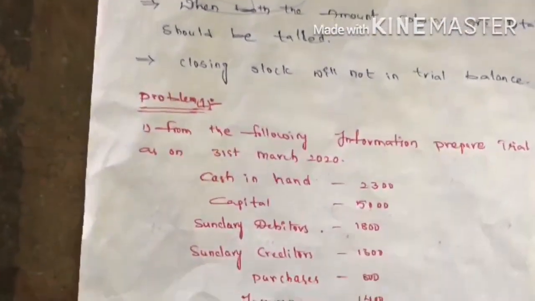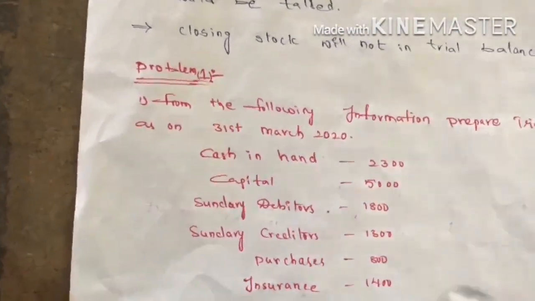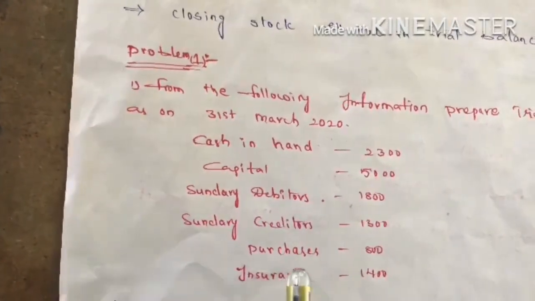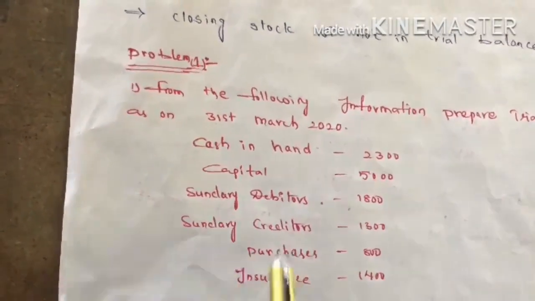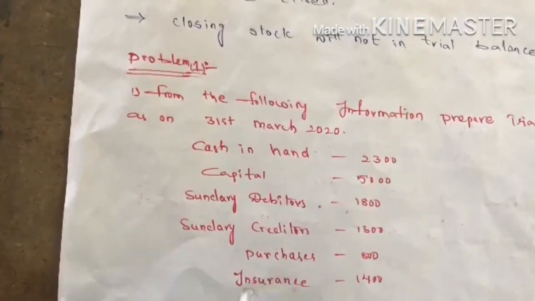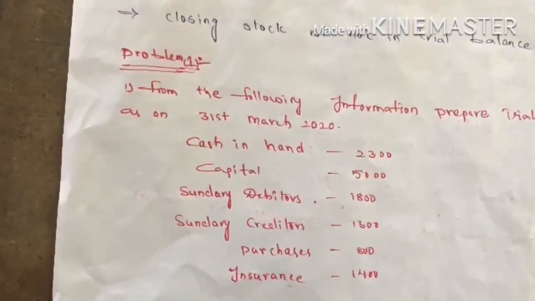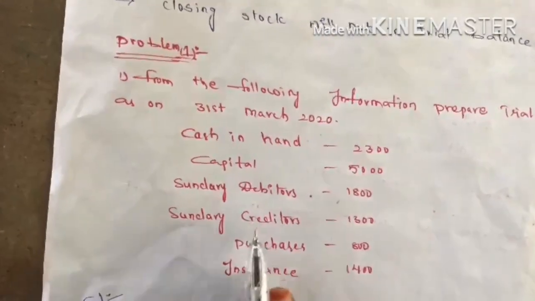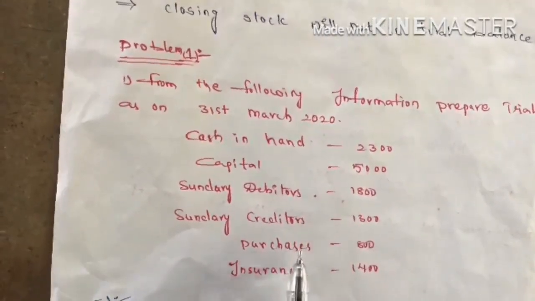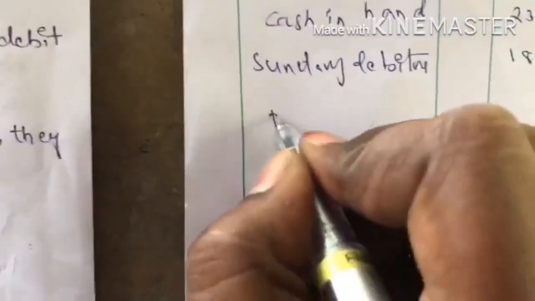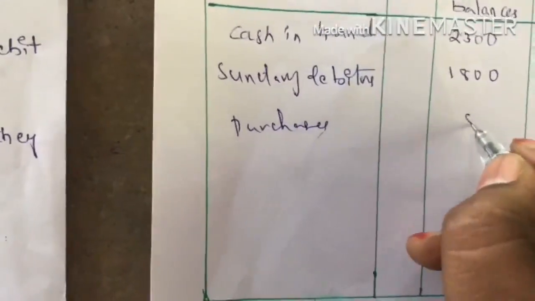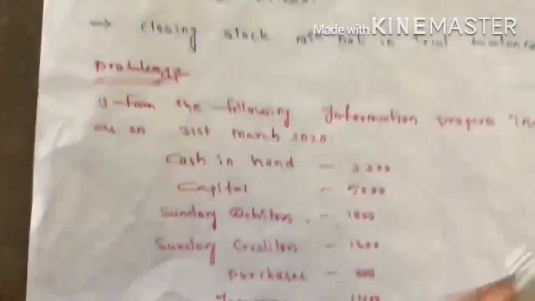Now we can see here, purchases. So we know the rule of debit and credit. According to the debit rule, all purchases, assets, expenses and losses will be written on the debit side. Okay, remember this, it is compulsory. Purchase is nothing but one of the expenses, so all expenses are written on the debit side. So write purchases. How much is the amount? 800.